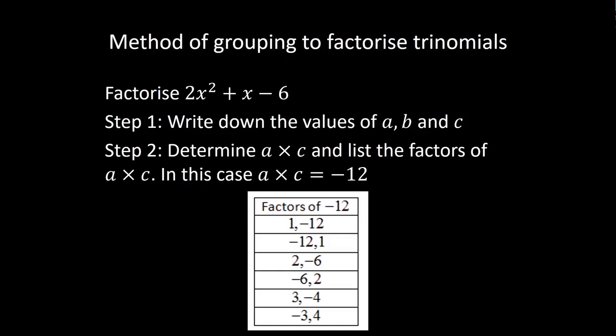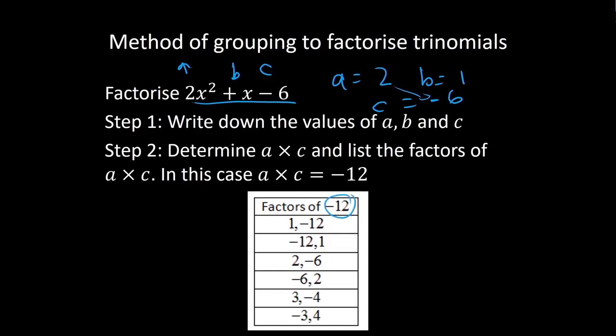Say we have to factorize 2x squared plus x minus 6. The first thing we do is write down the values of a, b, and c, including their signs. So a is equal to positive 2, b is equal to positive 1, and c is equal to negative 6. Then you find the product of a times c, including the signs. So a times c is negative 12. 2 times negative 6 is negative 12.